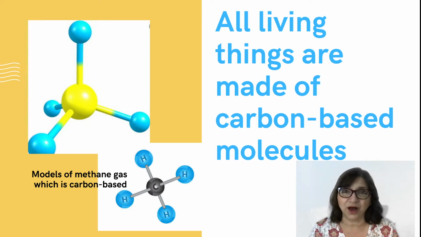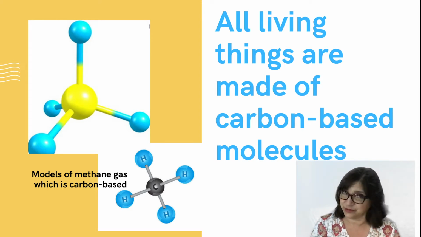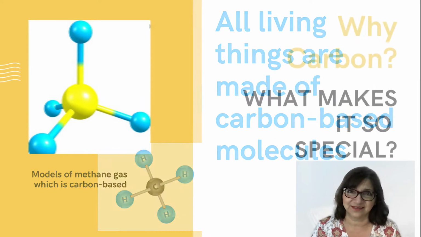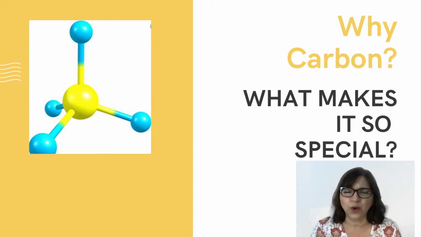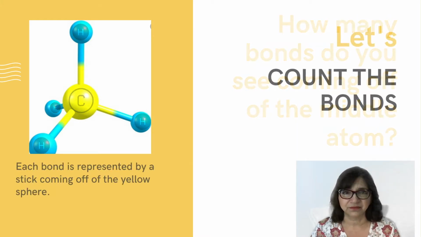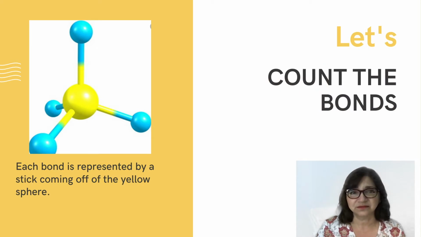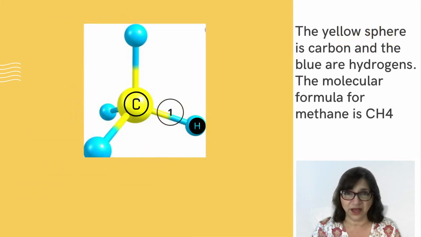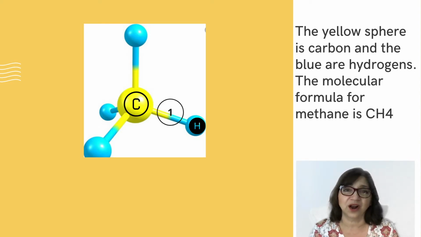I am using this model of methane gas, the gas released when our food breaks down, because it is easy to see the bonds between the carbon and the hydrogens. But why carbon? What makes it so special? How many bonds do you see coming off of the middle of the atom? Let's count the bonds. Each bond is represented by a stick coming off of the yellow sphere. 1. The yellow sphere is carbon, and the blue spheres are hydrogens.